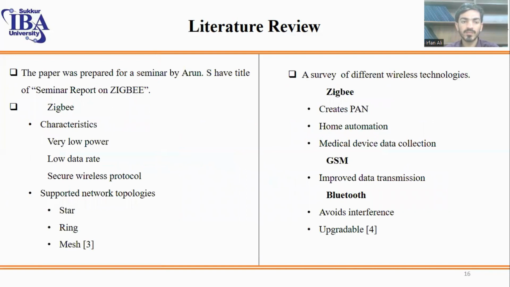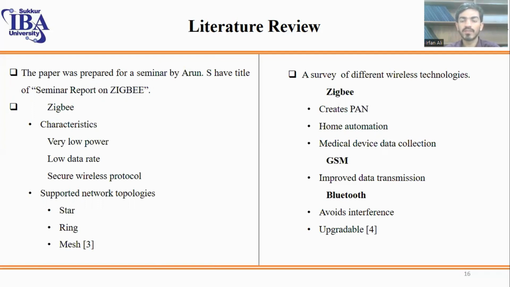Another paper was prepared as a seminar by Arun, with the title of seminar report on ZigBee, in which characteristics of ZigBee were presented. Characteristics of ZigBee are that it requires low power, has a low data rate, and is a secure wireless protocol. It supports star, ring, and mesh topologies.